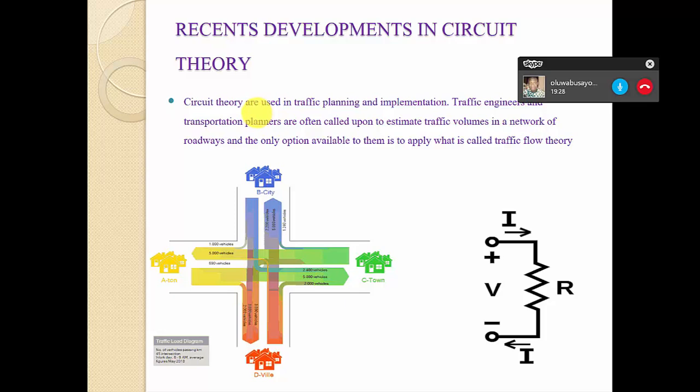Circuit theory is now used in traffic planning and implementation. How? When traffic engineers and transportation planners want to estimate traffic volumes in a network of roadways, the only option available to them is to apply what we call traffic flow theory. Traffic flow is the study of the movement of individual drivers and vehicles between two points and the interaction they make with one another. Traffic flow theory is applied using circuit theory, and it is rooted in the principle of conservation of energy, which for electrical theory takes the form of Kirchhoff's law and Ohm's law.